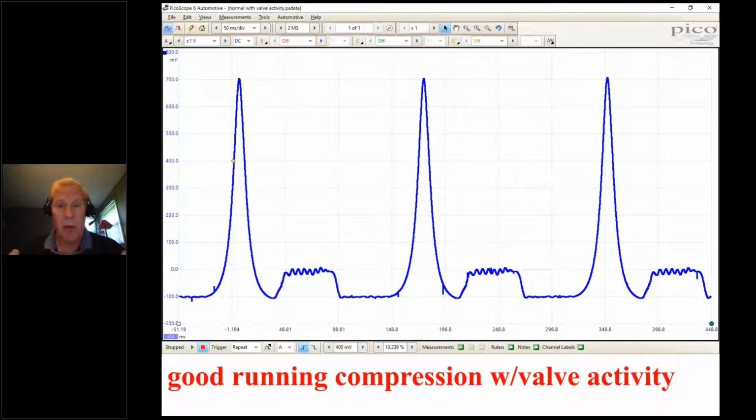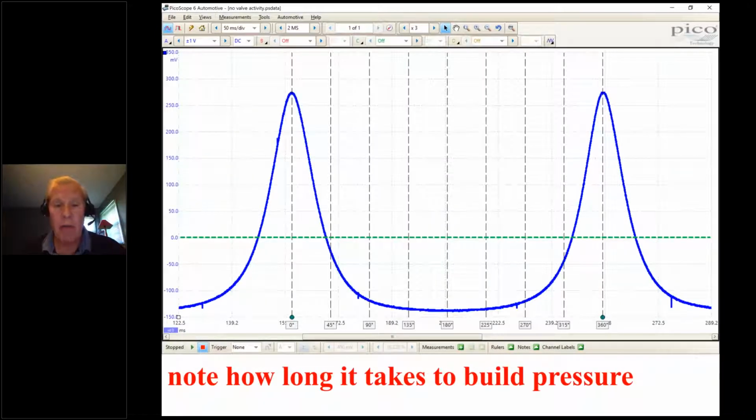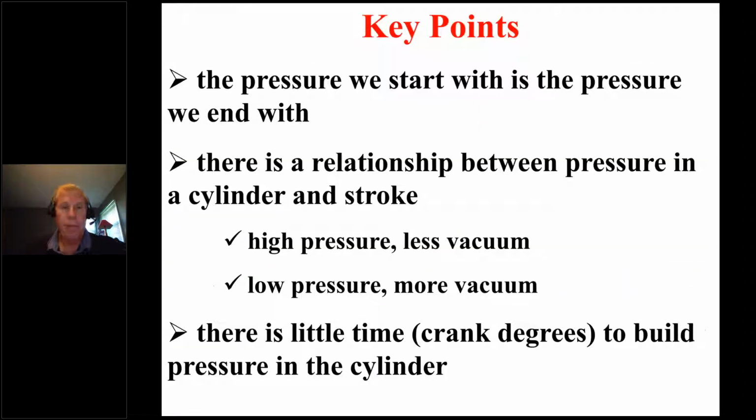This is the same cylinder with the valve train reactivated. So this is what we're going to talk about here in just a moment or two. But before I transition into a normal running compression pattern from what I showed you here, I want to leave you with 3 points. The pressure we start with is the pressure we end with. And this is true in a normal running compression pattern. It's a function of when the valves open and close, but you'll see me reference that and talk about that through the presentation.